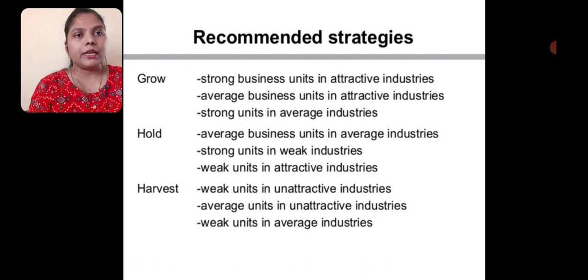Then the recommended strategies. First, growth: strong business units in attractive industries, average business units in attractive industries, or strong units in average industries. Then hold: average business units in average industries, strong units in weak industries, weak units in attractive industries. And harvest: weak units in unattractive industries, average units in unattractive industries, and weak units in average industries.